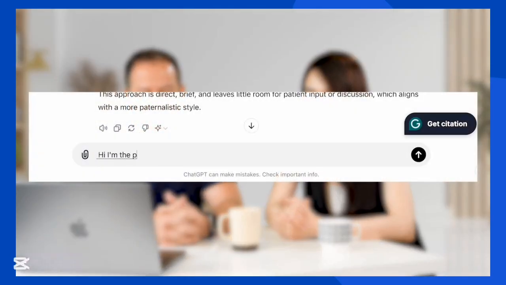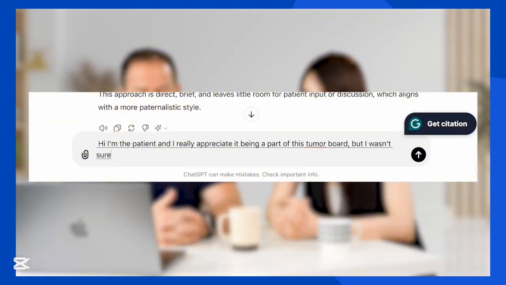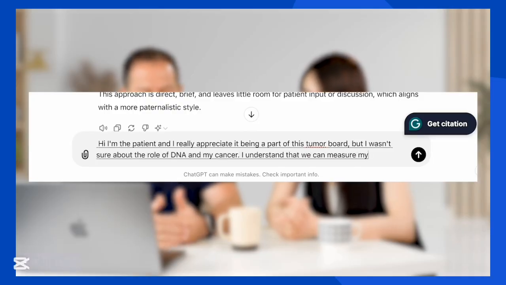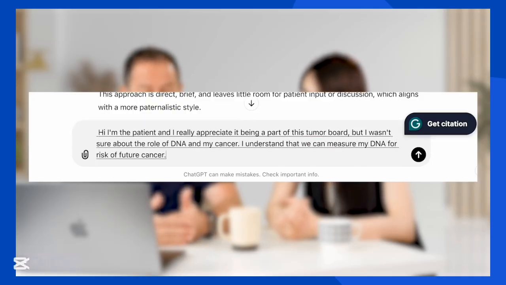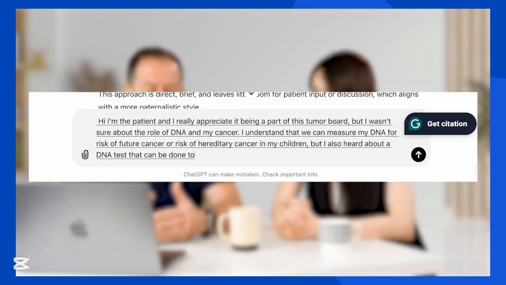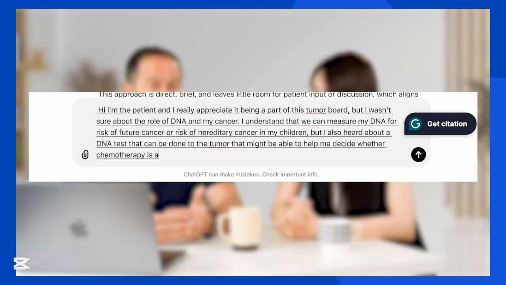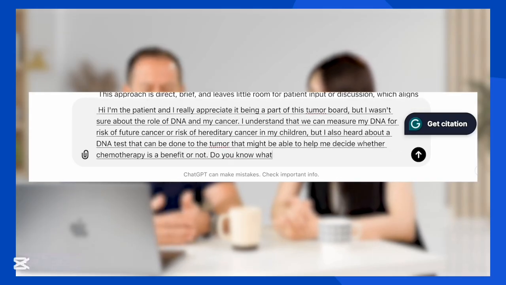Hi, I'm the patient, and I really appreciated being a part of this tumor board, but I wasn't sure about the role of DNA and my cancer, full stop. I understand that we can measure my DNA for risk of future cancer or risk of hereditary cancer in my children, but I also heard about a DNA test that can be done on the tumor that might be able to help me decide whether chemotherapy is a benefit or not. Do you know what test I might have heard about?